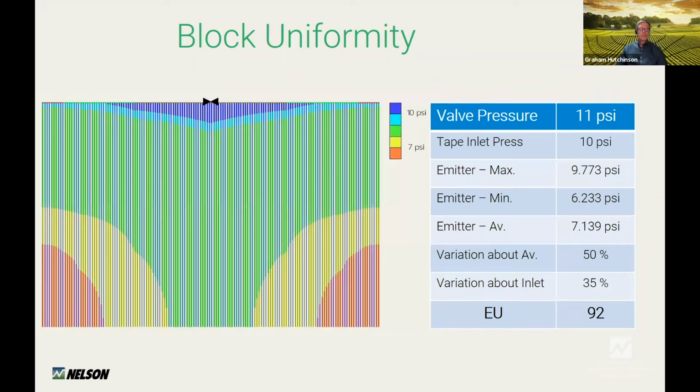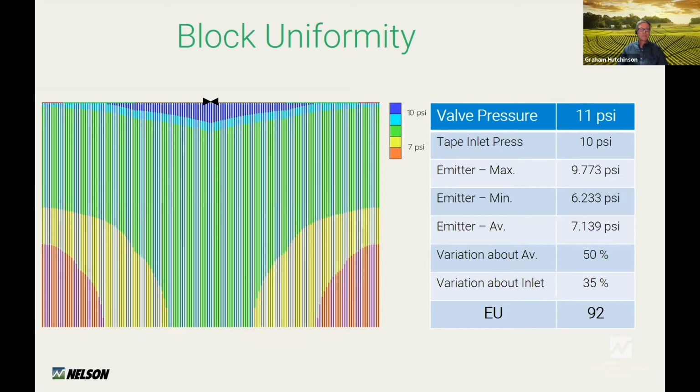This is the block uniformity that was targeted. The system was designed for a downstream pressure of 11 psi, and the resulting EU is 92. And EU is the same as DU, except the coefficient of manufacturing variability has been factored into it. So this uses a good quality drip tape with a low variation of manufacturing uniformity, and the EU is fairly high. The pressure variation is in the order of maximum almost 10, minimum just over 6, and so you can see the variations. But that all arrives at an EU of 92.